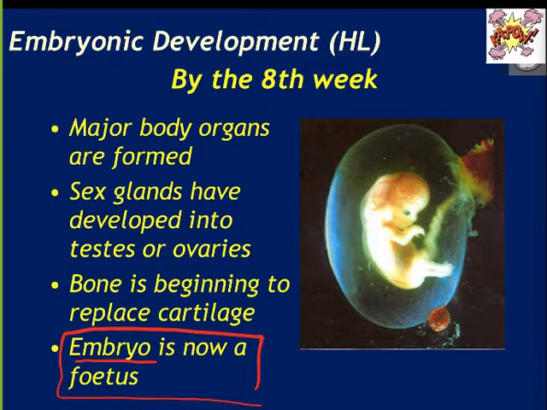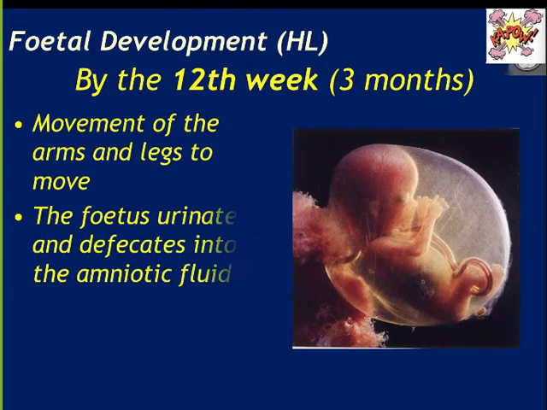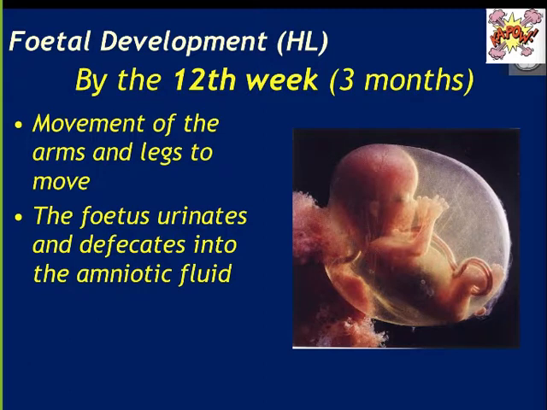So we started with the zygote, we went to our morula, we went to our blastocyst, we're now an embryo, and now finally we're a fetus. So that's at 8 weeks, and that just gets a highlight. And then by 12 weeks, when they go for scans, you can see arms and legs moving. They will urinate. I'm not 100% sure they'll actually defecate that early into the amniotic fluid, because technically your umbilical cord is getting rid of most of the waste for them.